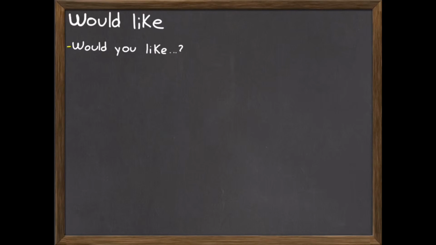Now let's go with would like. We use would like and a question mark when we offer something. For example, would you like some lemonade? Now we can answer, I would like some water, please. Or we can also say, I'd like some water, please. Now we use I would like or I'd like when we ask for something politely.